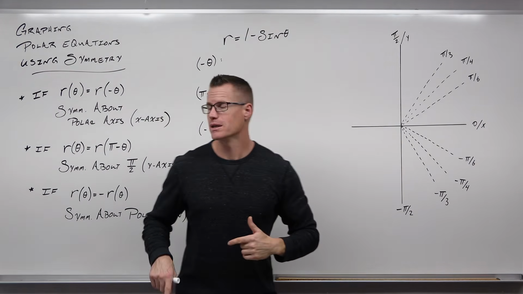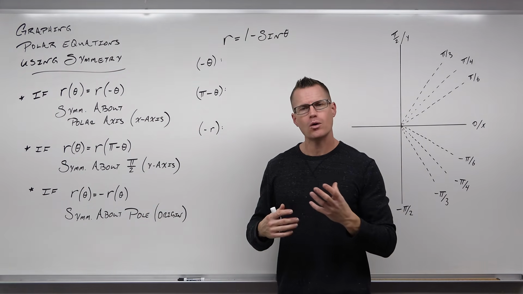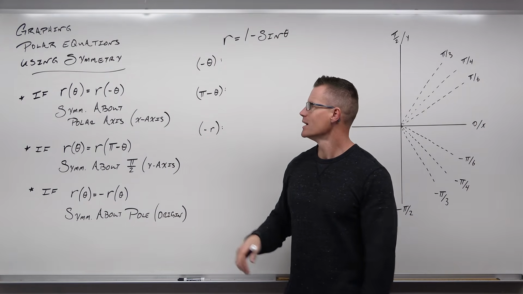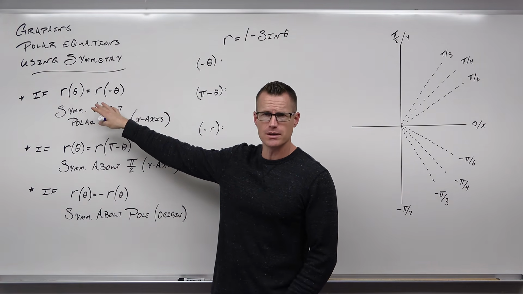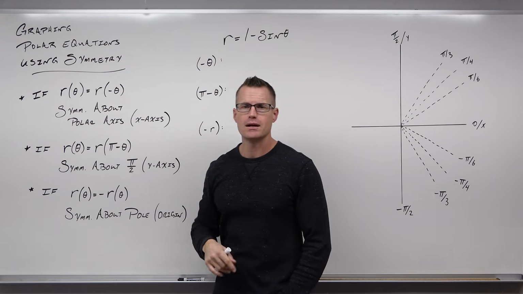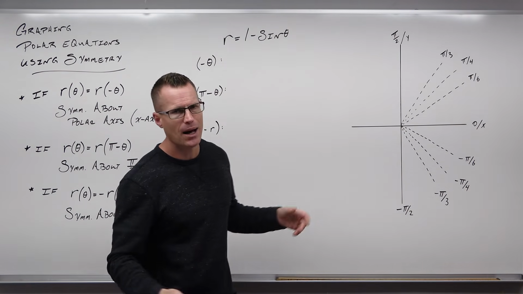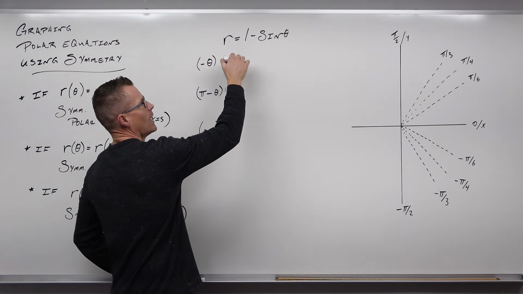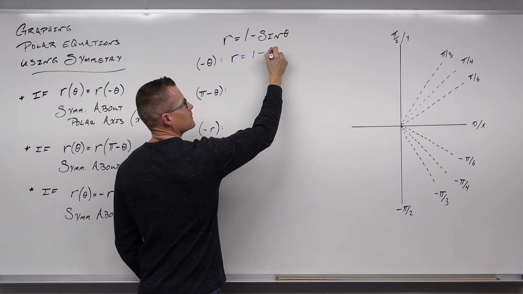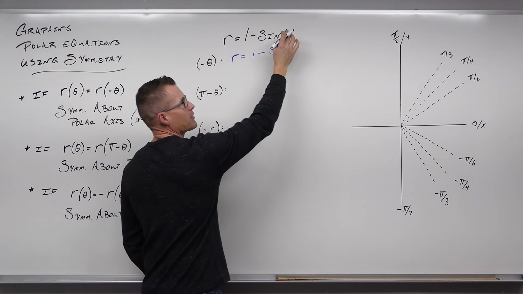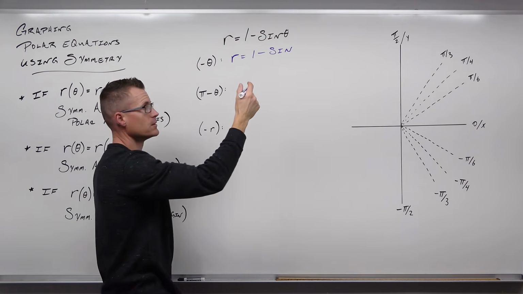What we're not going to avoid is checking symmetry. How we start with checking symmetry is really just checking almost an evenness and oddness sort of idea. Take your theta and plug in negative theta. Just see what happens. So I'm going to replace my theta with negative theta.